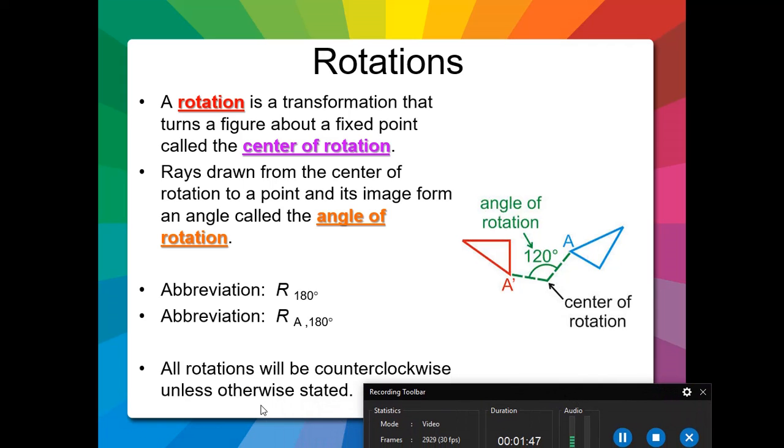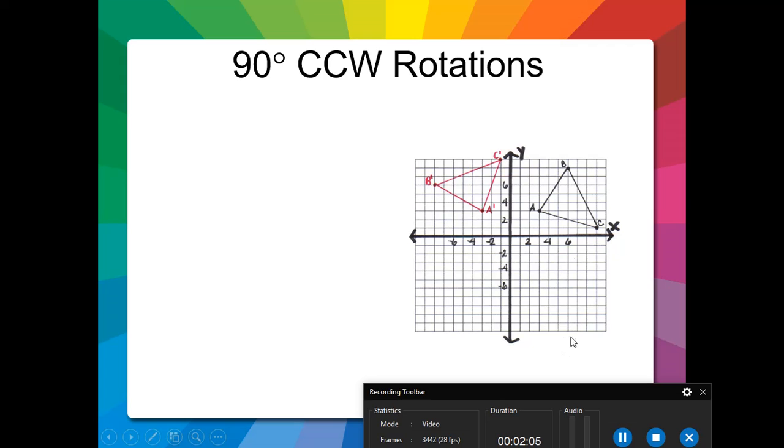With a rotation, all rotations are going to be counterclockwise unless they tell you otherwise. We're going to learn to recognize the direction based on the value that they put in the subscript. So positives and negatives should tell us which way to turn the figure. They sometimes abbreviate counterclockwise as CCW, so just keep that in mind.